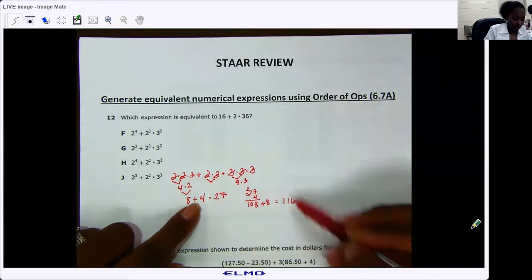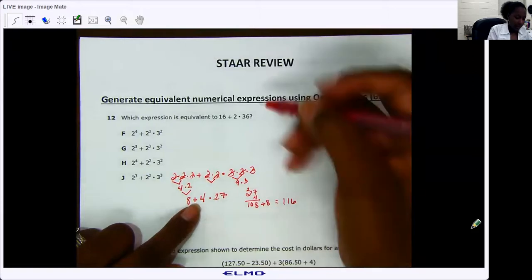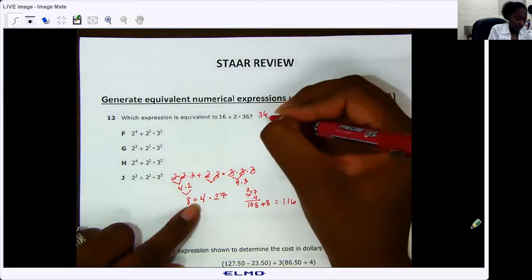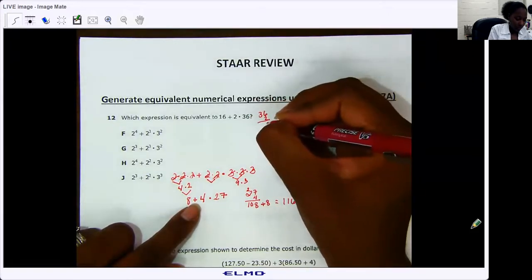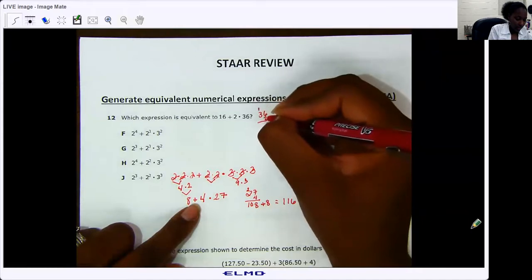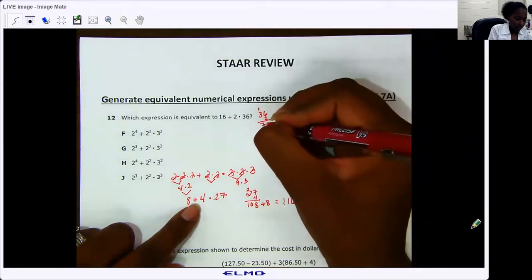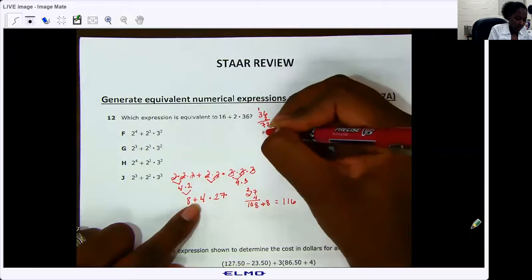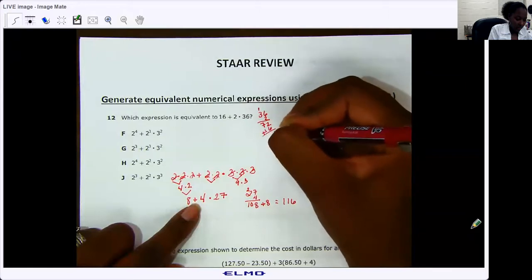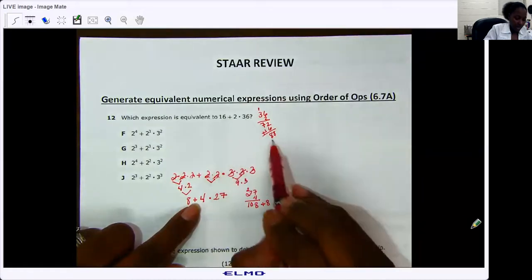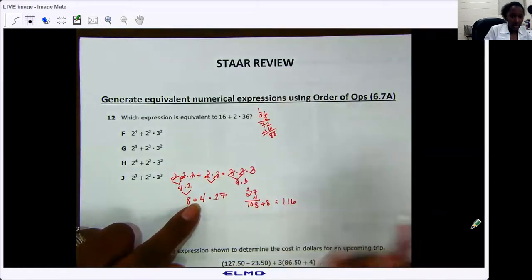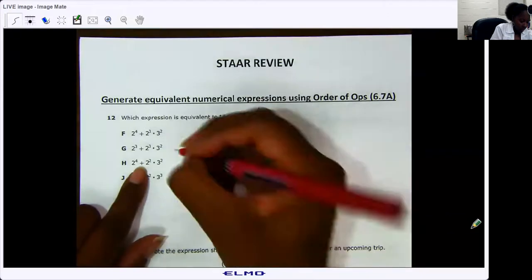That doesn't look equivalent to what we have, but let's double check it. 36 times 2 is 72, 6 plus 1 is 7, and then it says plus 16, so 7 plus... 88. So our answer to this expression up here is 88. We got 116, so let's move up to the next one.